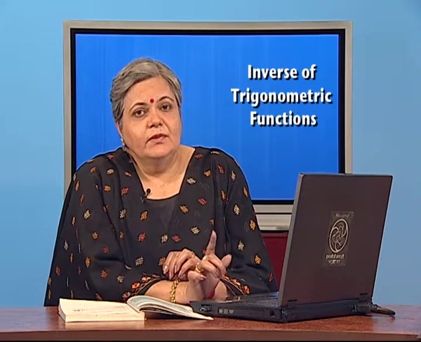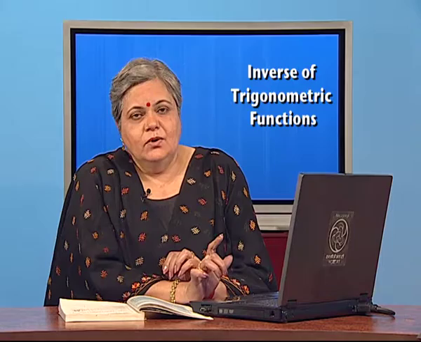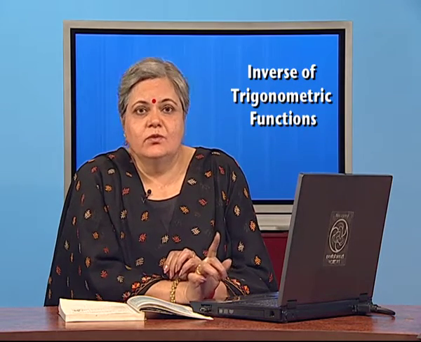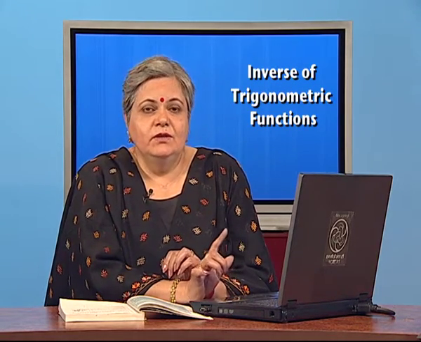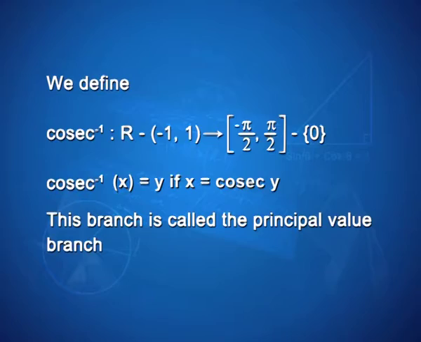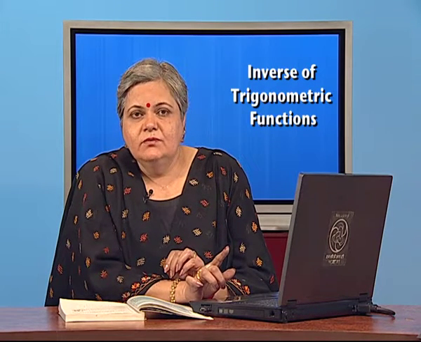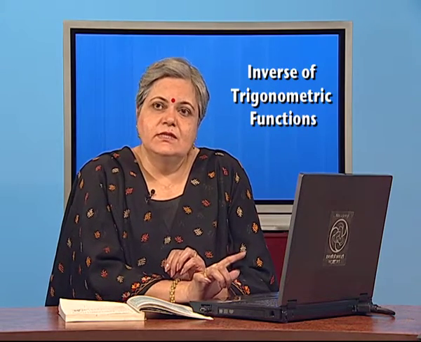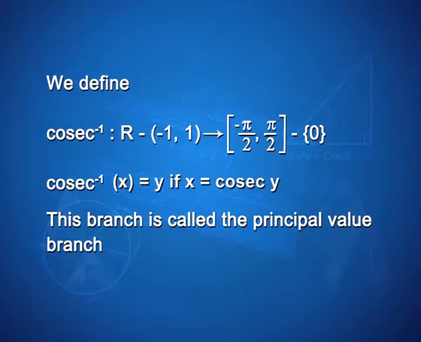minus 0, because at 0 cosec was not defined. So even in the graph at 0 there is no point corresponding to it. So the principal value branch range would be minus pi by 2 comma pi by 2 minus 0, that is, leaving out 0. And how do we define cosec inverse x? Cosec inverse x is y if x is cosec y, that is the principal value branch of cosec inverse.